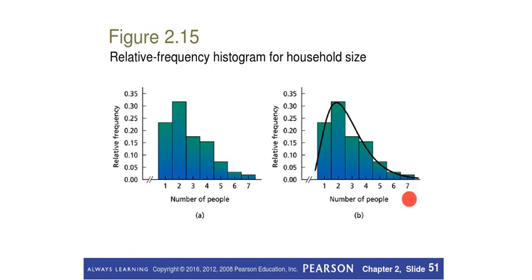There are some households that have 6 or 7 people, but they're outliers as compared to this smaller number where you've got the higher values, the higher frequencies. And so we call this right skewed. So this is a unimodal right skewed shape.